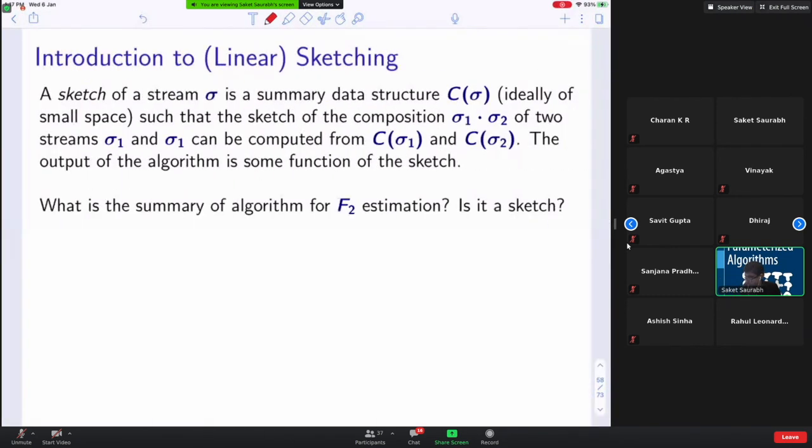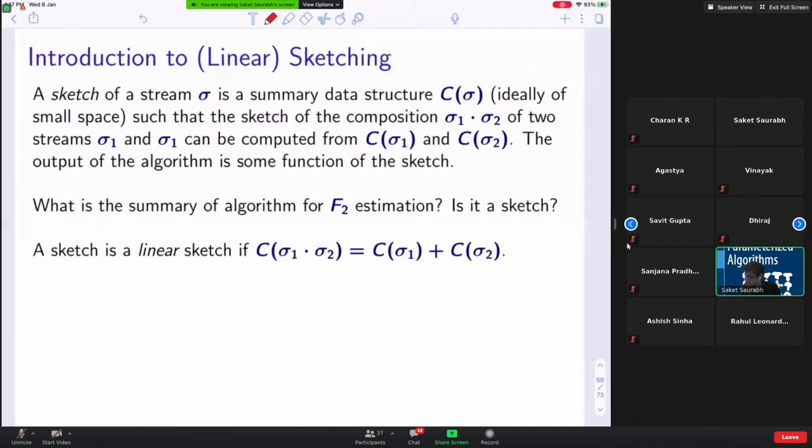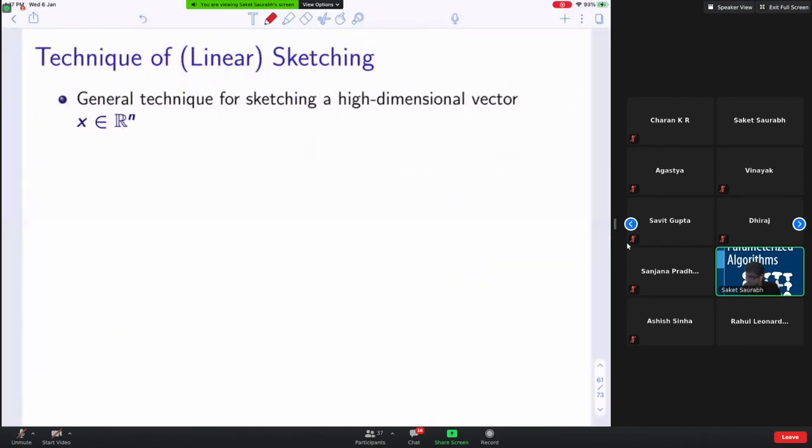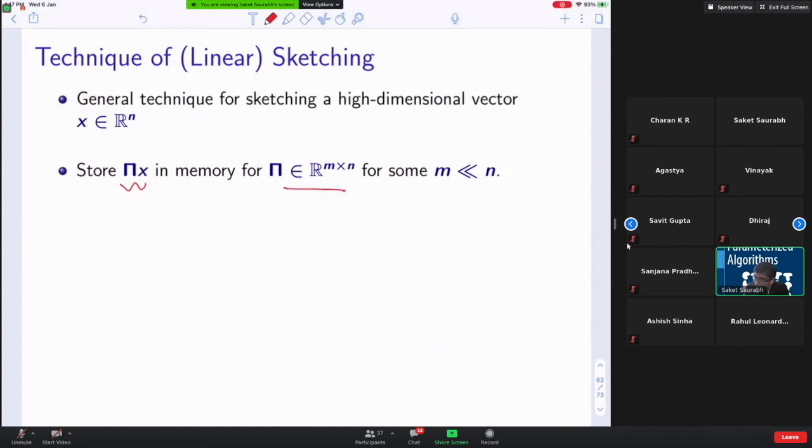I think I have some redundancy in slides, so let me go on. Now let's talk about the general technique of linear sketching. The general technique is that you take a higher dimensional vector x in R^n, and you rather don't store the whole x in R^n. That's too huge to compute. You rather store Pi x in memory for some matrix Pi.